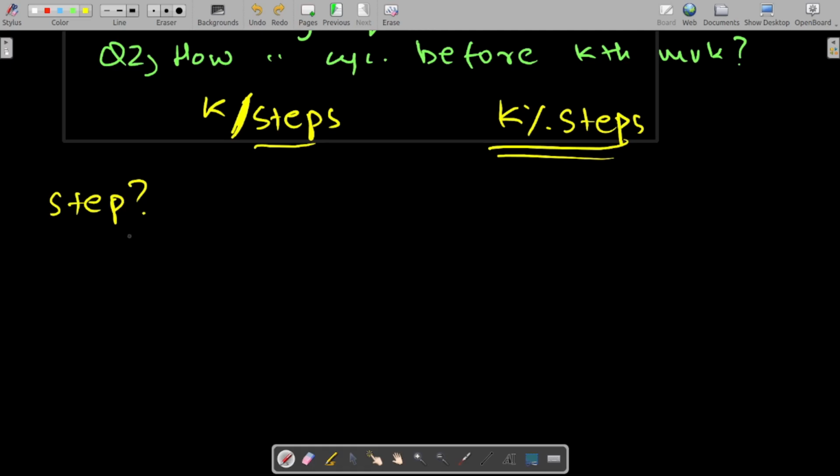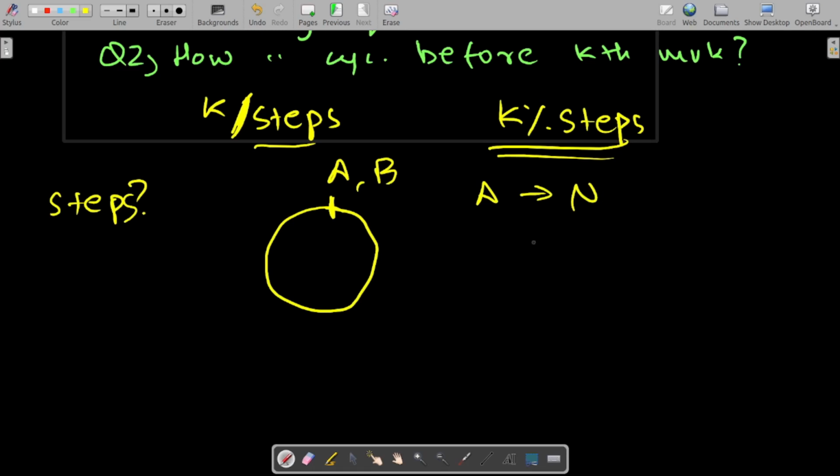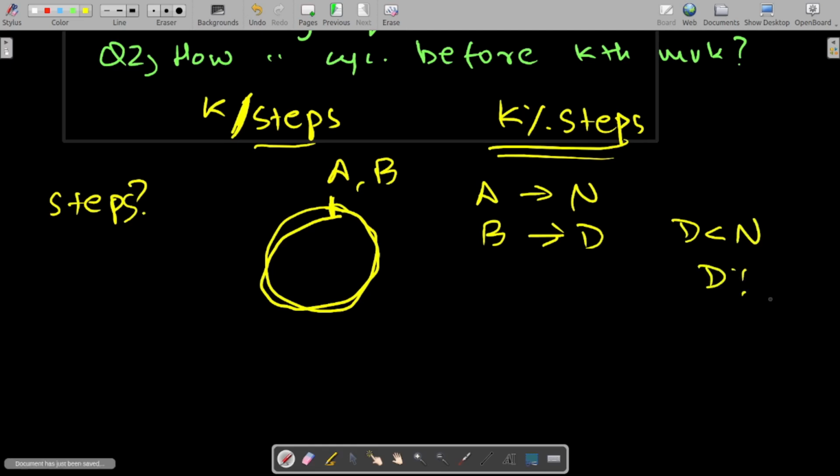Now, how do we calculate these steps? For this particular problem, we can again take the park analogy. So let's suppose there are two people, A and B. A takes a step of size n every time, and B takes a step of d every time. Now n is equal to the circumference of this circle, and d can be equal or cannot be equal, it doesn't matter. To understand, we will simply say that d is less than n for now, because we can obviously take the modulus with n.